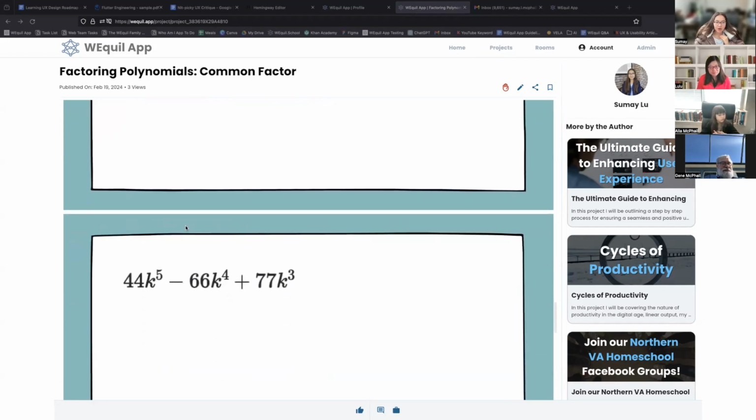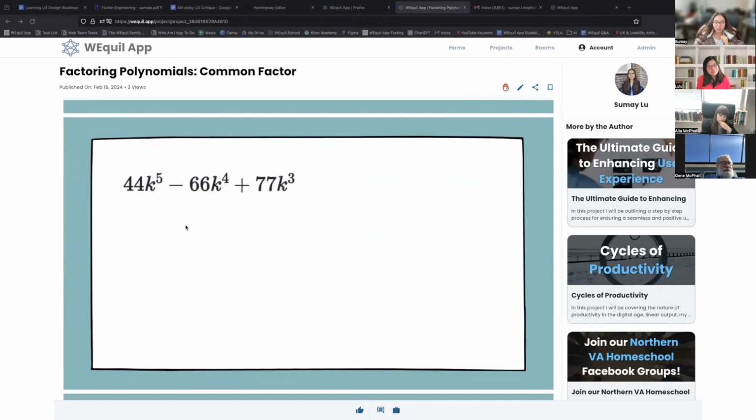All right, so now we're moving on to a bit more complicated. We don't have a visual anymore, but it's the exact same concept. We want to get the greatest common factor of these terms, and then we can find out what we need to multiply that by in order to get this final answer, and then we can factor this polynomial. So the greatest common factor of these numbers is also 11.